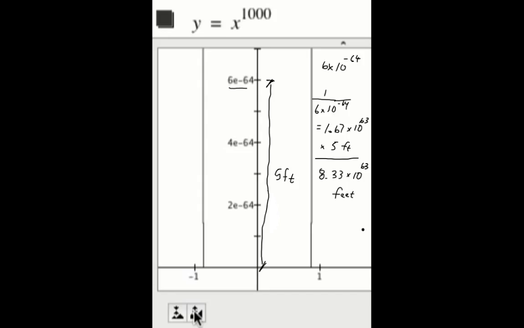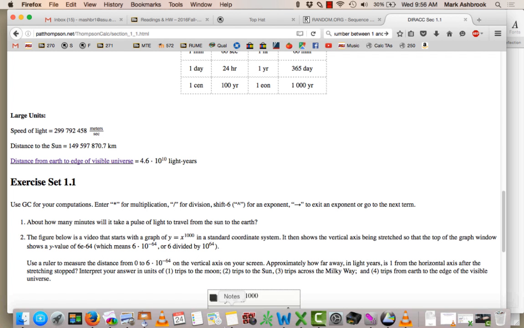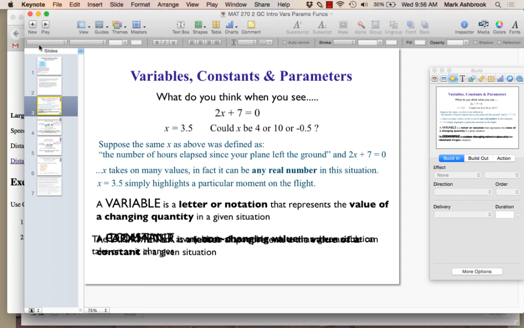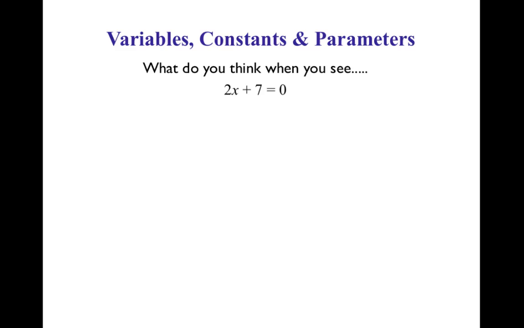So let's move on to chapter 3. And chapter 3 is about variables, constants, and parameters. What do you think when you see this? Everyone think to yourself, don't speak out loud. 2x plus 7 equals 0. What do you think when you see 2x plus 7 equals 0?